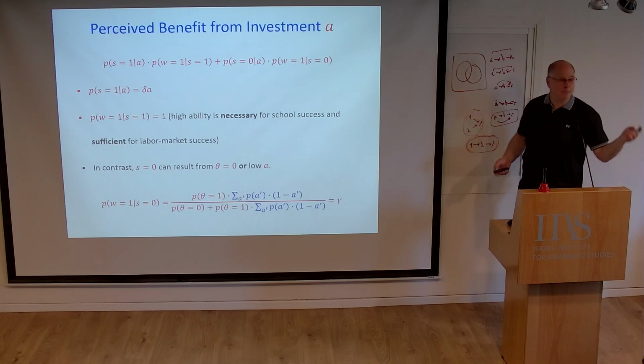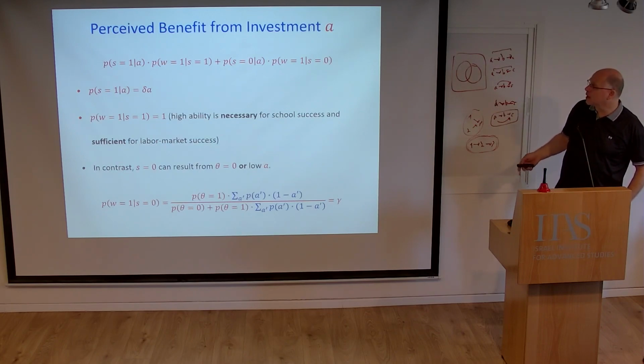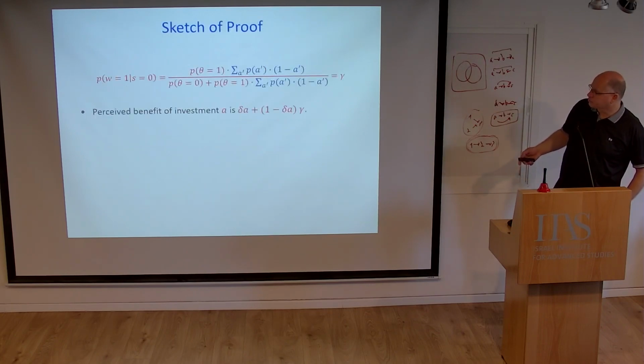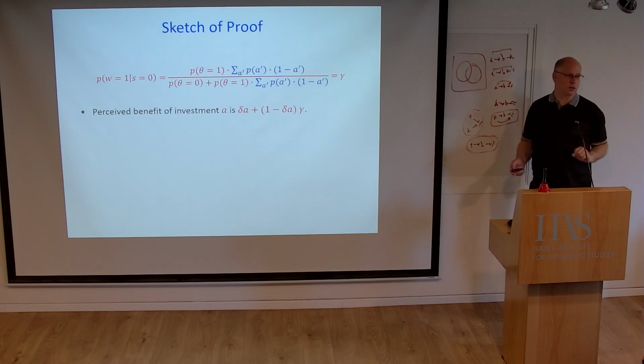Now, this is not the parent's own action. This is what happens in the population. So his own action doesn't appear here. It's the population-level actions. Let's call this Bayesian update gamma. And so I just copied this. And so the perceived benefit of investment, just plugging the terms into the expression that I gave you in the previous slide, we just have this term.